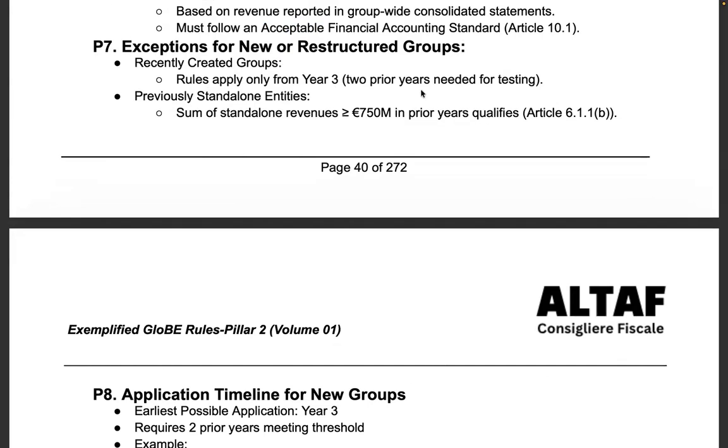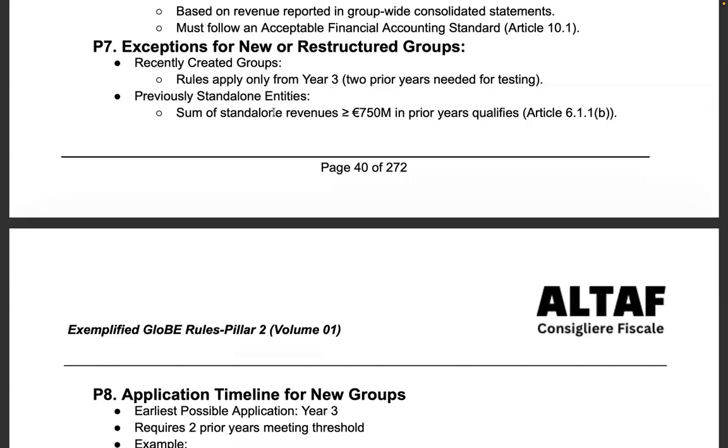So naturally, because if you simply comprehend and apply the rule, it says any 2 years during the previous 4 years. So if the group is so new that it hasn't even completed 2 years, then this whole criteria would not even be applicable, because it requires at least 2 years of existence. So recently created groups would not be applicable until they complete their first 2 years. From year 3, yes, you can test year number 3 for the first time for application of the BEPS Pillar 2 framework.